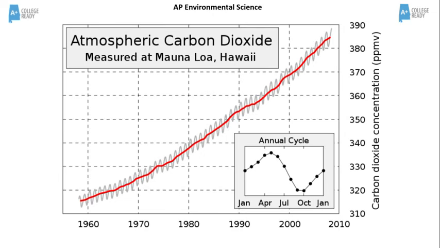Look at the insert box that represents an annual cycle of CO2 concentration. Notice that it increases in the spring and summer when the rate of photosynthesis is higher and decreases in fall and winter when the rate of photosynthesis is lower.